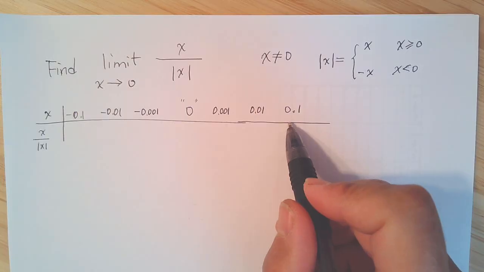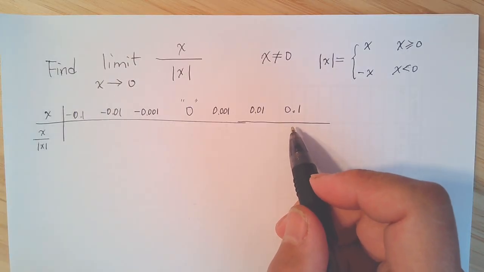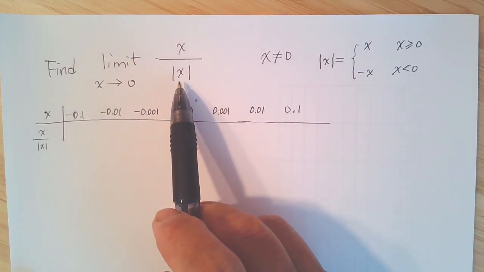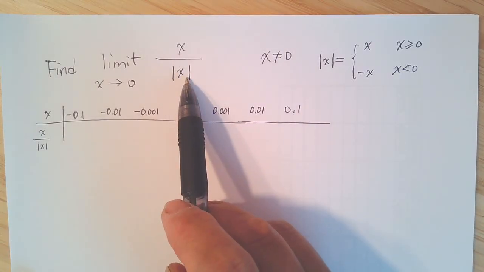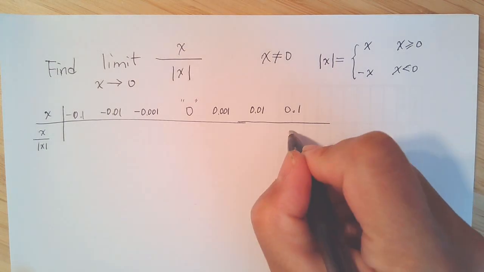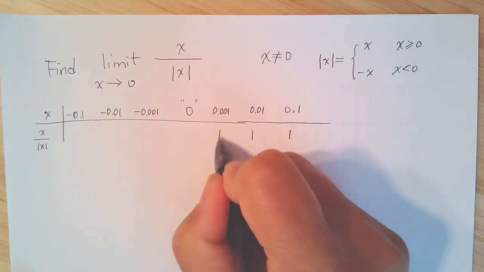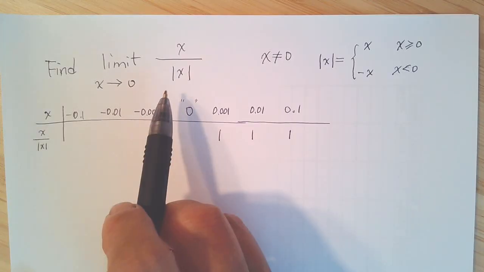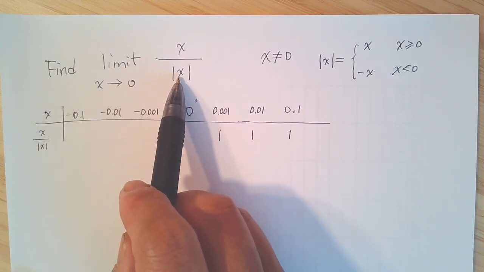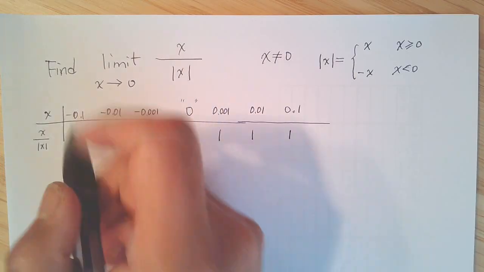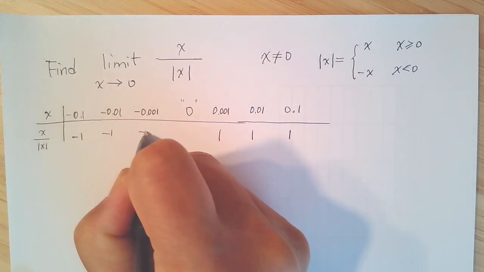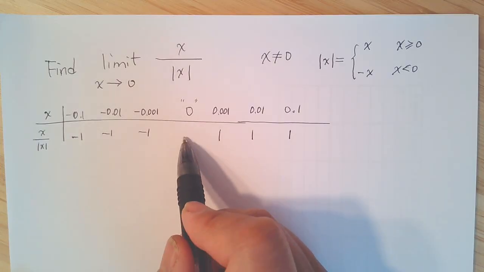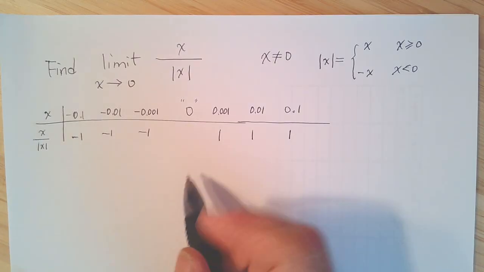When x equals 0.1, it's a positive number. When x is a positive number, then the absolute value of x is just x, and x over x is 1. So that's 1, here's 1, here's 1. When x is a negative number, then the absolute value of x will be negative x, so negative x over x gives negative 1 everywhere on the left side. And when x equals 0, there's no definition because that's not in the domain.